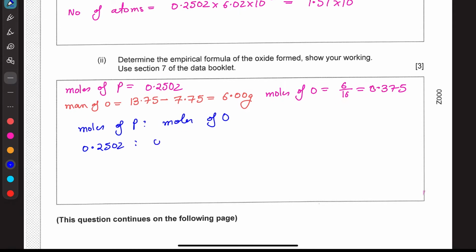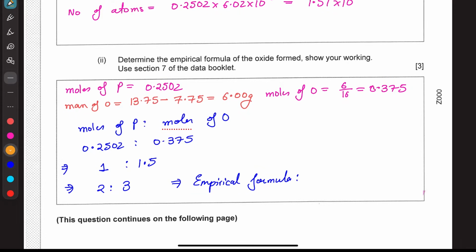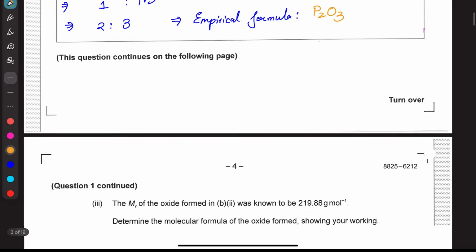0.2502 is to 0.375. We'll divide both by the smaller number, which is the moles of phosphorus, 0.2502. This becomes 1, and the other one will be 1.5. Then we can multiply both by 2 to make whole numbers, so 2 is to 3. The empirical formula would be P2O3. That's the answer to part 2.